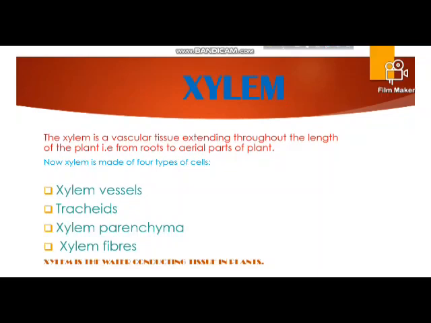Let's know something more about xylem. The xylem tissue is a complex tissue. It consists of both living and non-living cells. The four types of cells in xylem were mentioned earlier in the presentation. Of the four, the xylem vessels and tracheids are the main conducting cells in xylem.